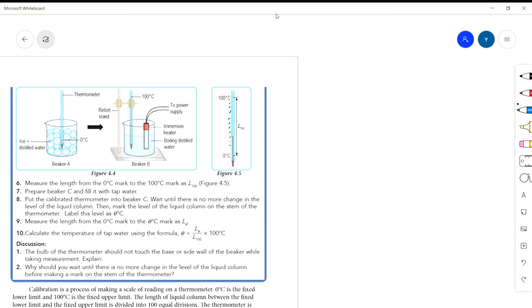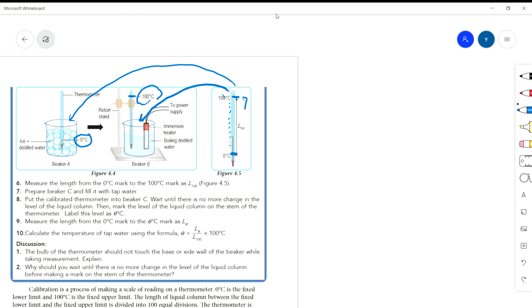Okay, first thing, you masukkan dalam ais, because we know the ice is at 0 Celsius. So let's say 0 Celsius dia kat sini. Then the same thermometer, you put in boiling water. We know water boils at 100 Celsius. Kita tengok sampai kat sini 100, so mark this part. So this is 100, this is 0.